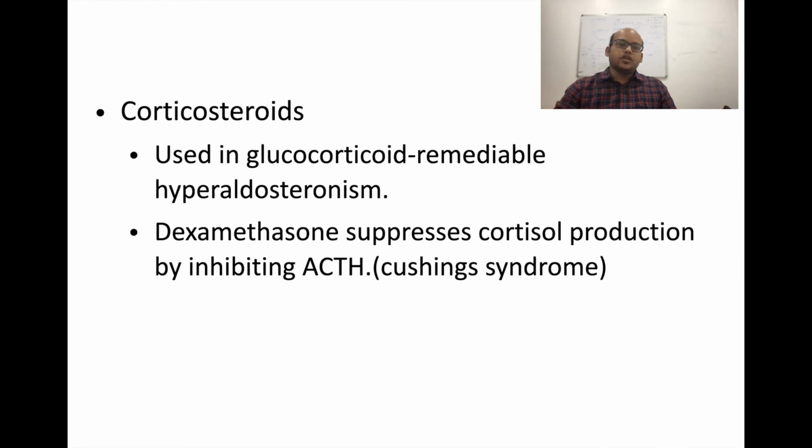Then is corticosteroid used in glucocorticoid remediable hyperaldosteronism. So here dexamethasone is used. We suppress the cortisol production by inhibiting the ACTH, mainly in the Cushing syndrome.